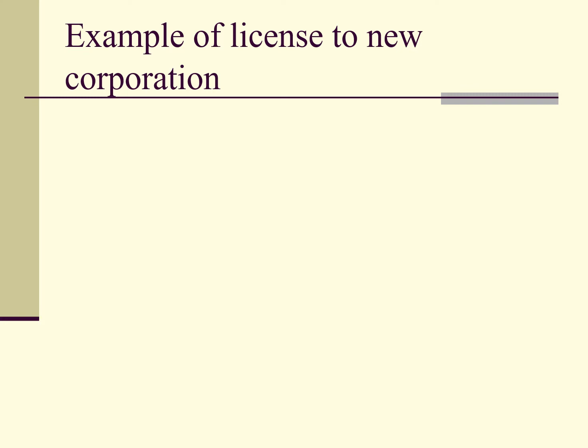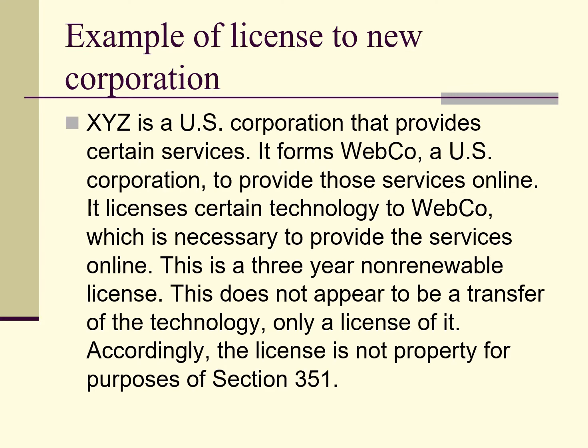Here's an example of a license of technology to a new corporation. XYZ is a U.S. corporation that provides certain services. It forms WebCo, a U.S. corporation, to provide those services online. It licenses certain technology to WebCo, which is necessary to provide the services online. This is a 3-year, non-renewable license. This does not appear to be a transfer of the technology, only a license of it. Accordingly, the license is not property for purposes of Section 351.